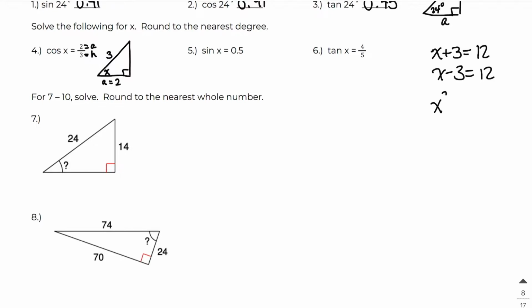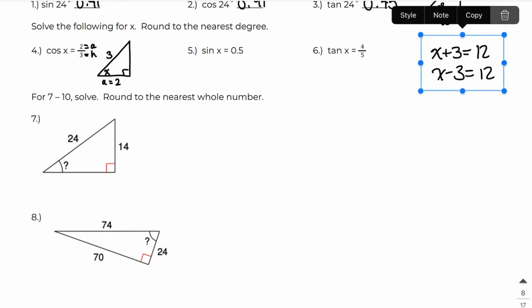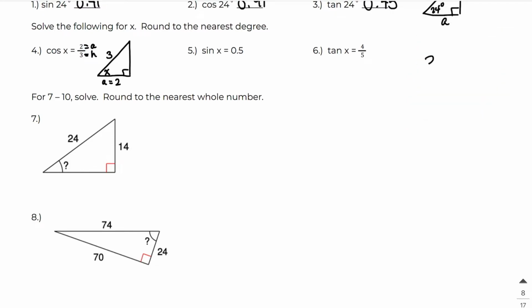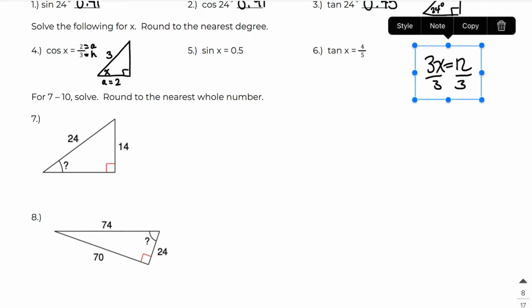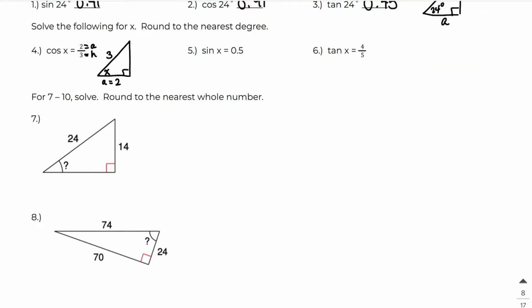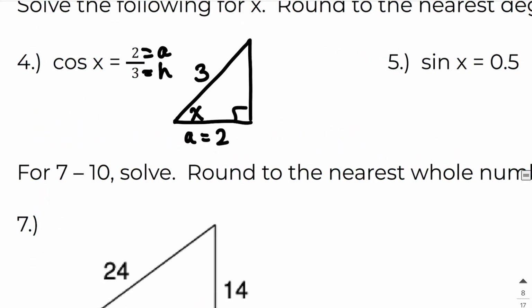If I had x squared equals 25, I would solve by square rooting both sides because the opposite of squaring is square rooting. If I have 3x equals 12, I would solve by dividing by 3 because the opposite of multiplication is division. We know all these inverses. So the question is, what is the inverse of cosine? The inverse of cosine is something literally called inverse cosine.